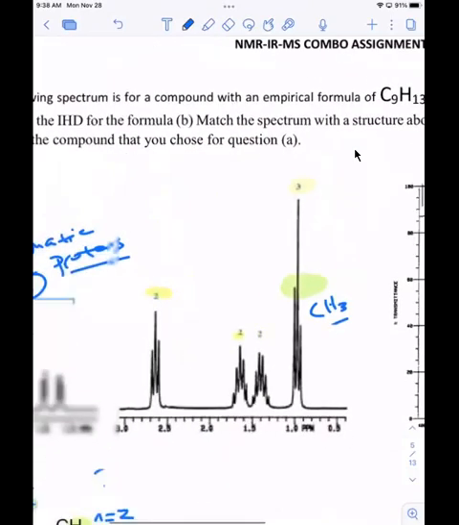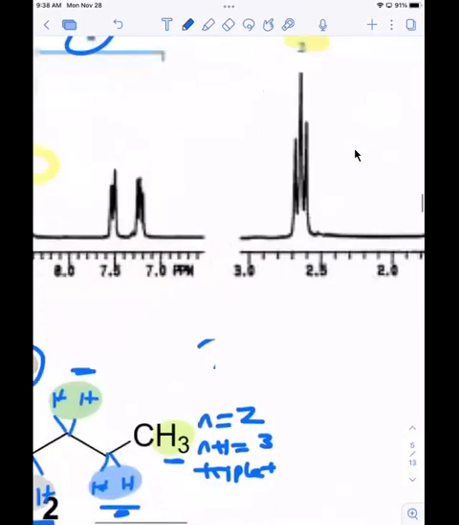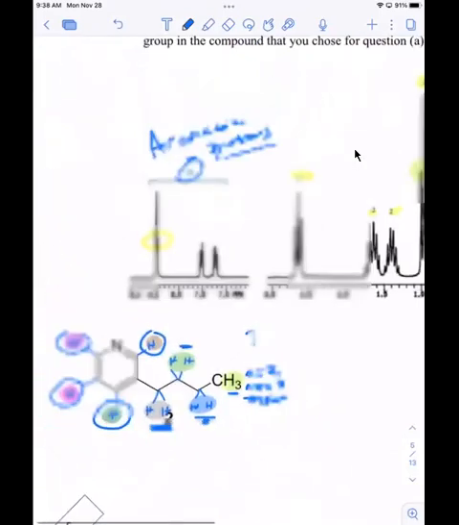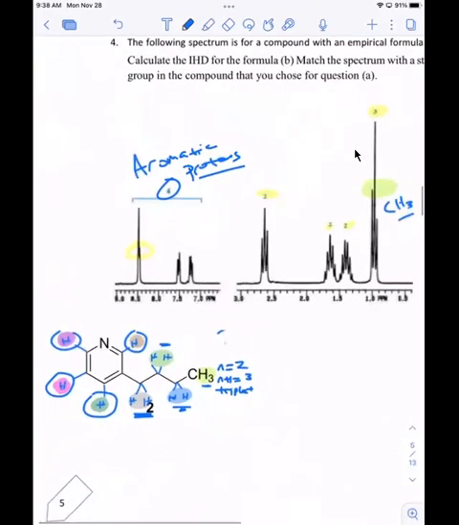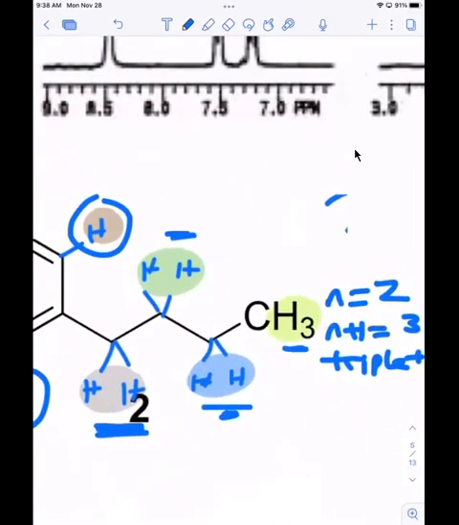All right, which other protons should be a triplet? Which other set of protons? Which signal should also be a triplet? The blue highlighted hydrogens, the blue ones right here. So here, N is what? You've got 3 neighbors to the right, and 2 to the left. So N is 5. So that's not going to be a triplet. That's going to be a sextet.